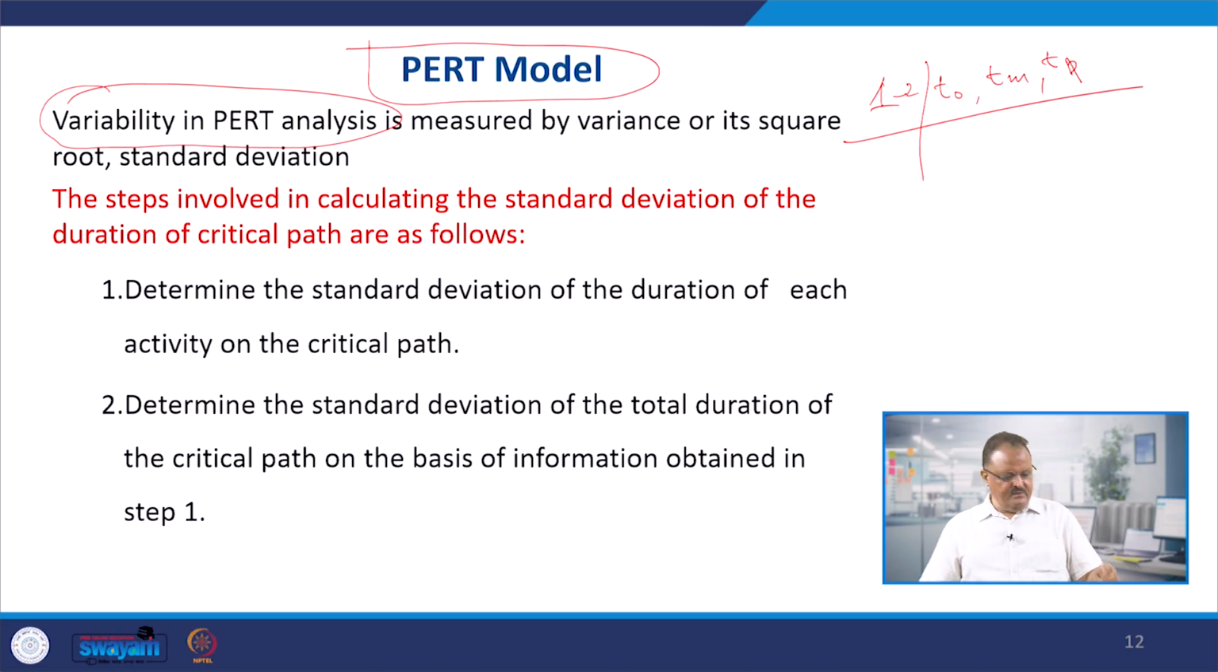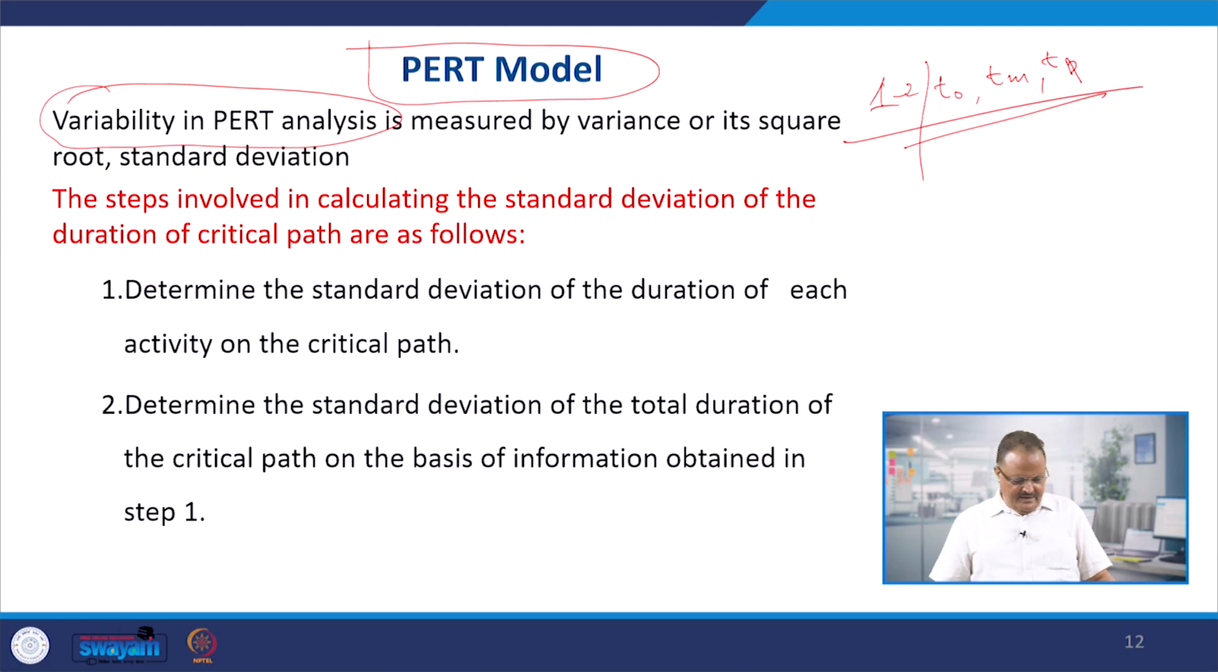Step number 1: the steps involved in calculating the standard deviation of the duration of the critical path are as follows. Number 1, determine the standard deviation of the duration of each activity on the critical path. Normally 3 time estimates, but there can be more than 3. So it becomes a series, and you can calculate the mean, and from the mean you can calculate the standard deviation, and if you square the standard deviation, it will become the variance.